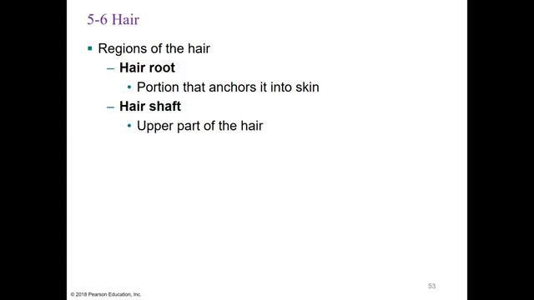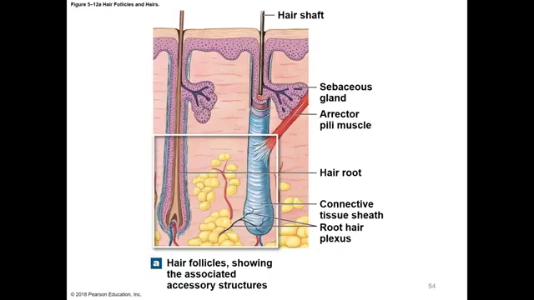Regions of the hair, we have the root, which is what anchors it into the skin, and the shaft, which is the upper part of the hair that eventually is exposed out of the skin. So here's some of the things we talked about so far. So this would be the root of the hair, which is deep in the dermis. And then up here we have the shaft of the hair. Here is our erector pili muscle. And then surrounding the hair is the connective tissue sheath.